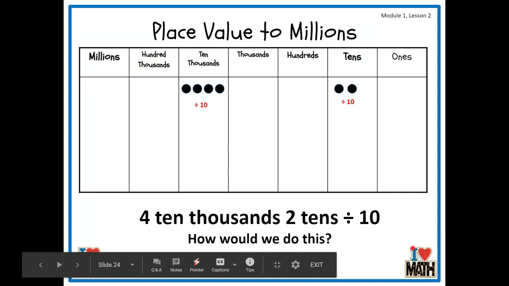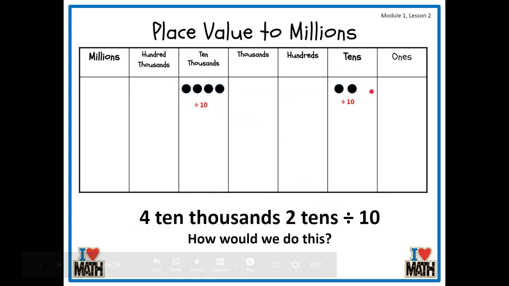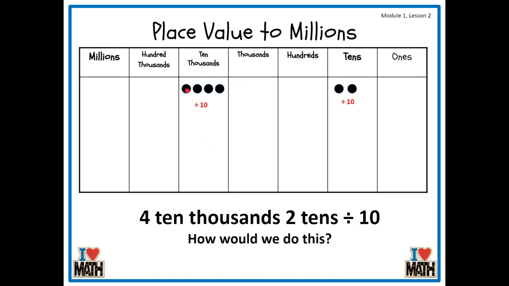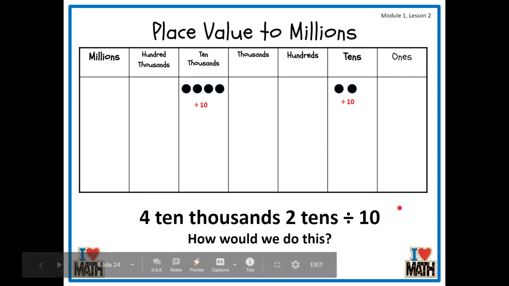Okay, let's take a look at this one now. Oh man, we're getting into some complex problems here. We have 4 10,000s, 2 10s. So there's my 4 10,000s and my 2 10s. And I'm going to divide. They keep going back and forth on me. You really have to pay attention to those symbols. We're going to divide by 10. That means we're going to take these and make 10 equal groups over here, and these and make 10 equal groups over here.